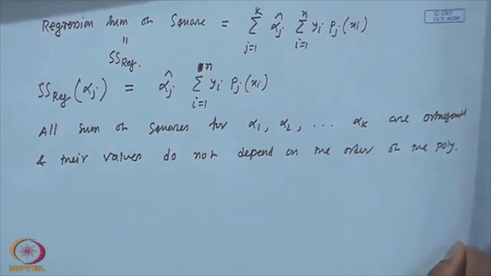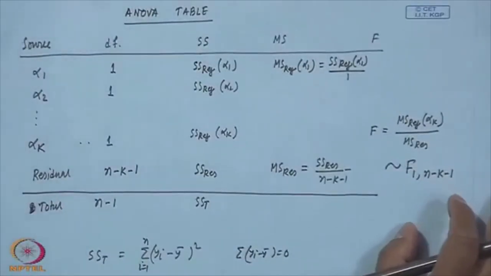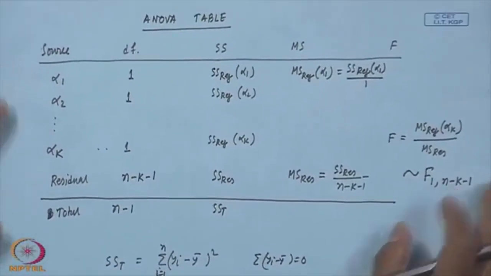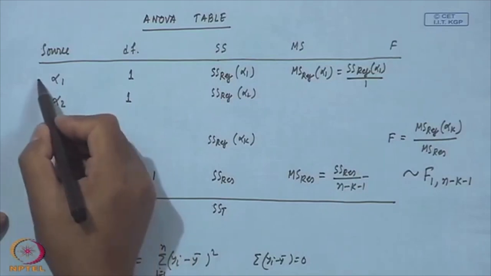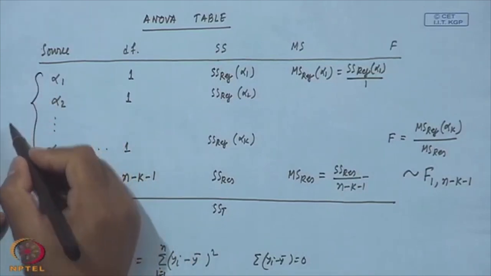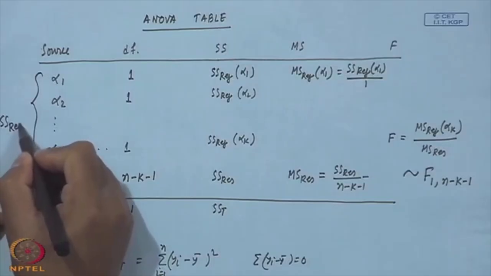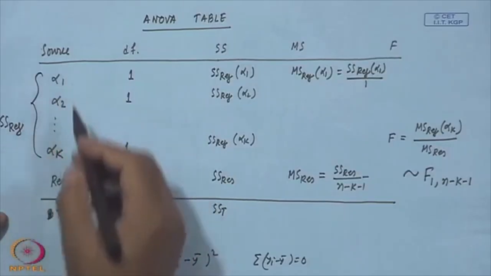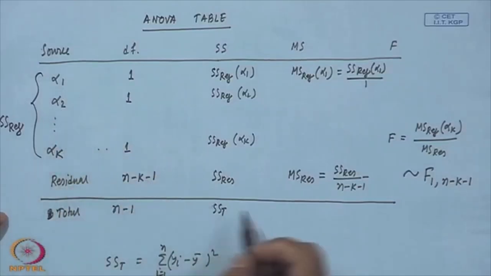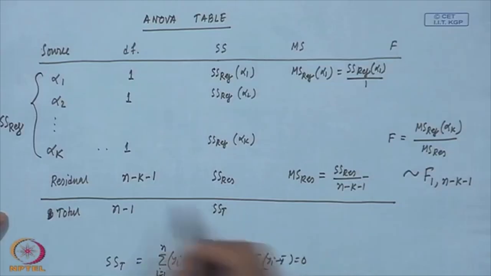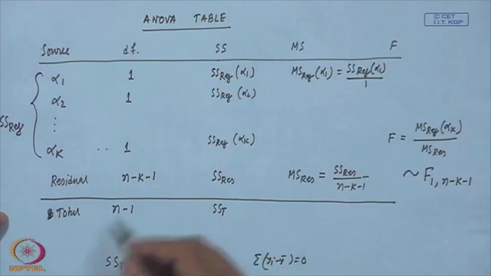And finally, we had this ANOVA table. So this is the total variation and this part is basically SS regression. SS regression can be split into SS regression due to alpha 1, due to alpha 2 and due to alpha k. You can write down separately to check the significance of each coefficient. And here is the ANOVA table we talked about in the previous class.